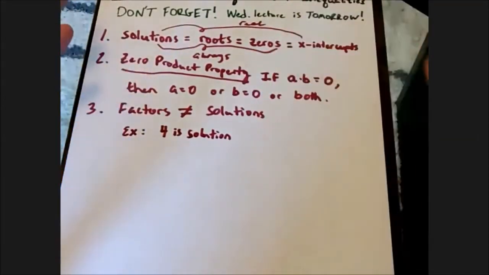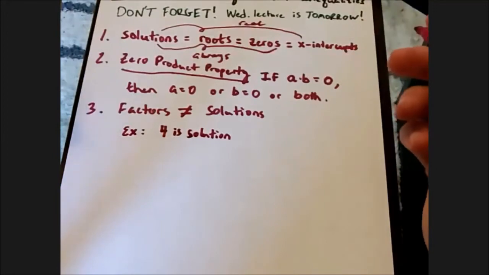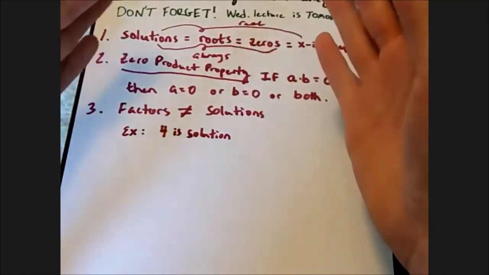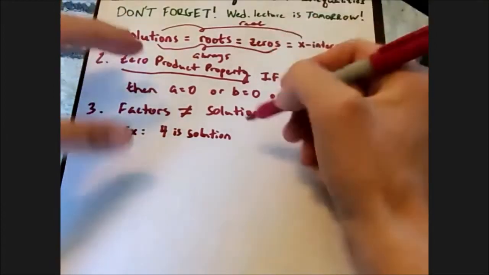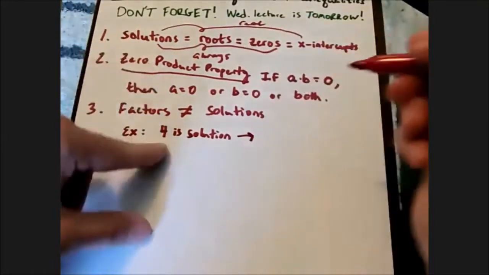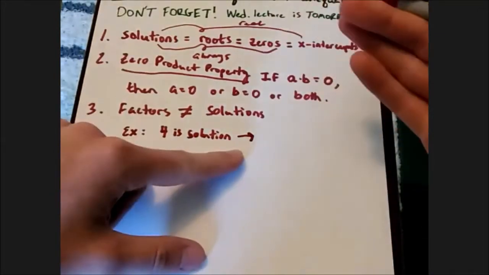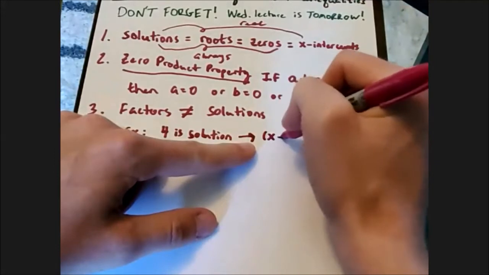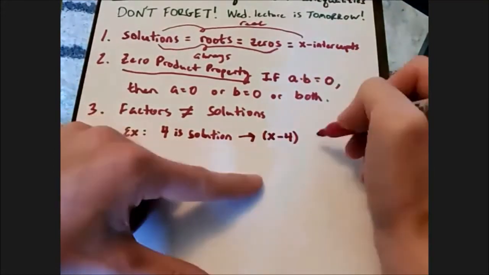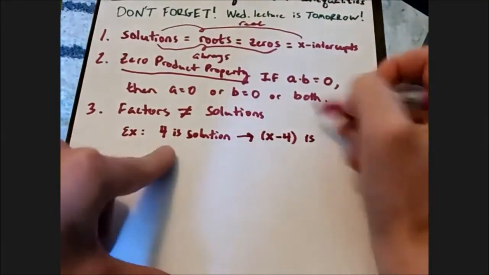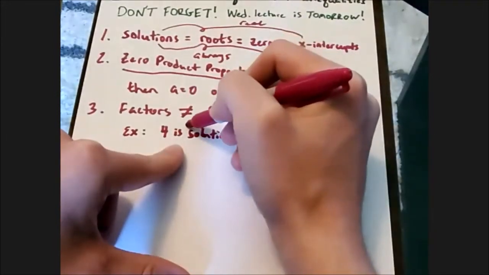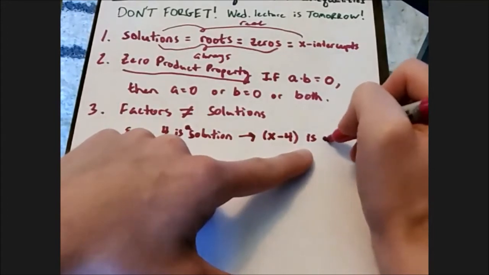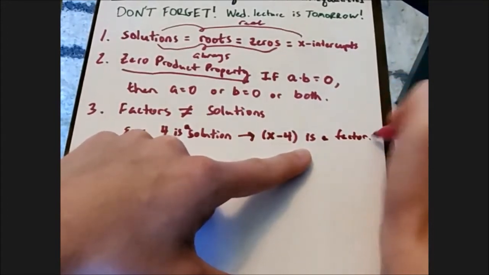Let's say we solved an equation and we got 4 back out. If it talks about the factor that goes with that, we need to make sure we understand that 4 is not the factor. To turn 4 into the factor, we would write it as x minus 4. This is terrible grammar, by the way. 4 is a solution. That would imply that x minus 4 is a factor. So that's the relationship there.